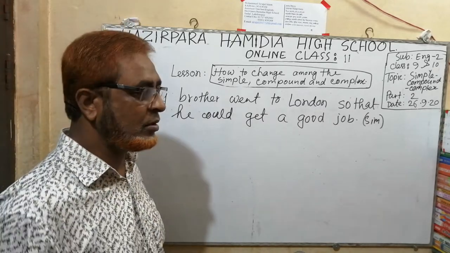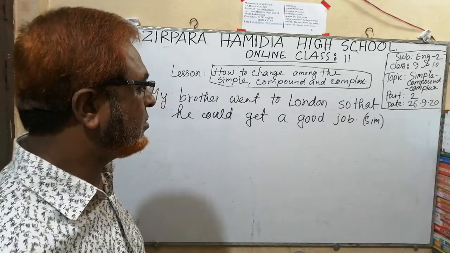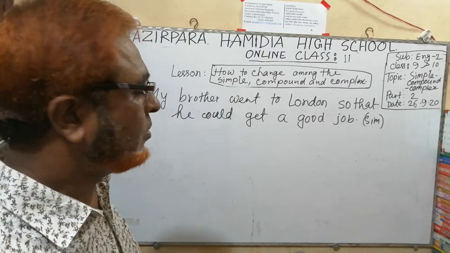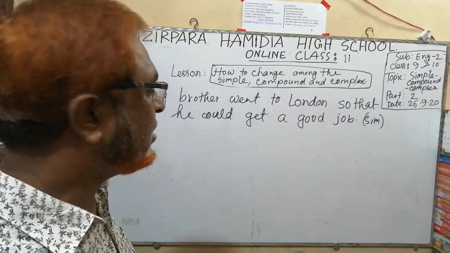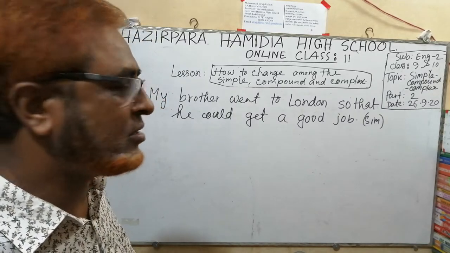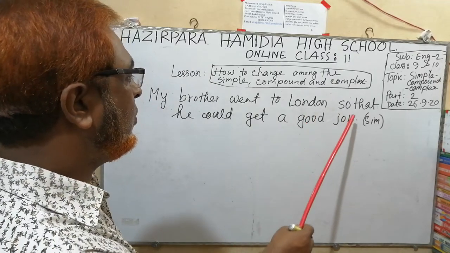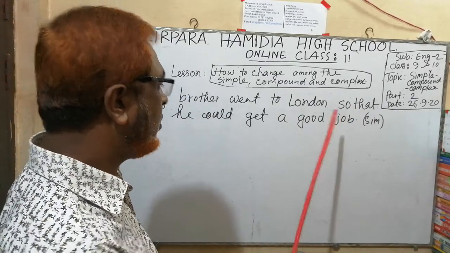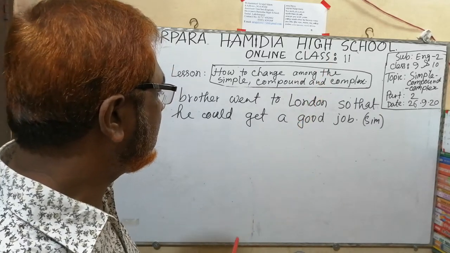Dear students, we have to gather information from the previous class, because this complex sentence contains three elements. First, principal clause, one conjunction, and subordinate clause.